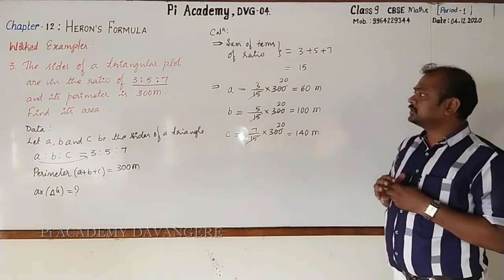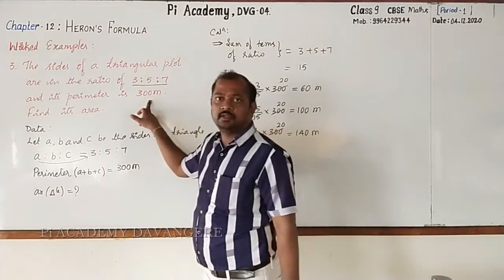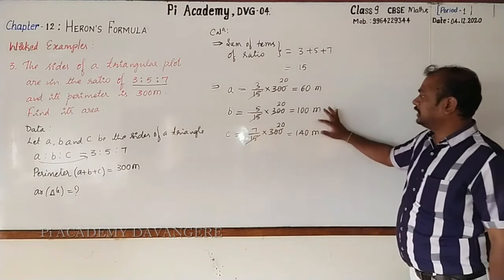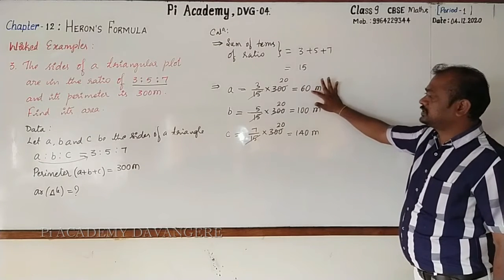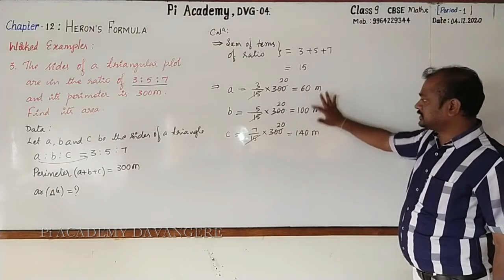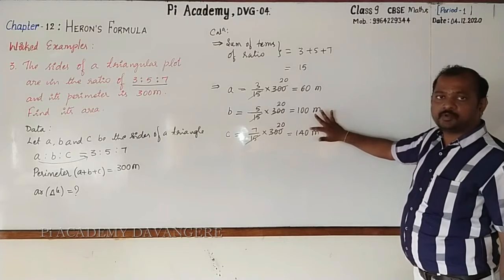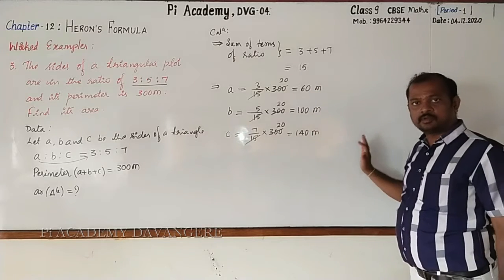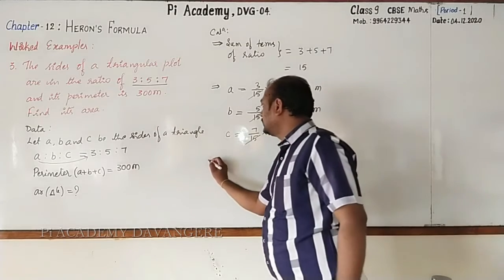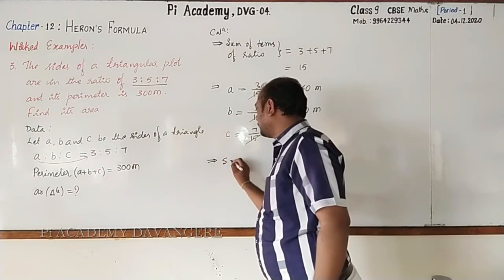On adding all the sides, what should be the perimeter? 300. Just go for checking. See, 100 plus 60, 160. 160 plus 140, it is 300. Clear? Okay. Next, let us find out the semi-perimeter.